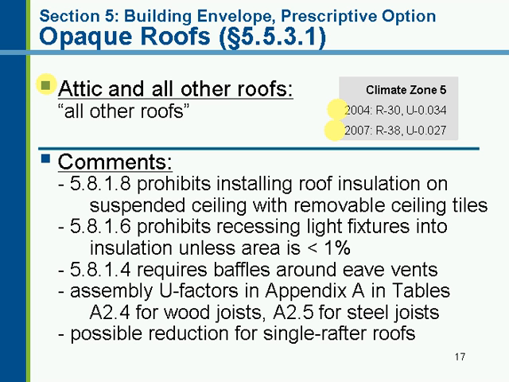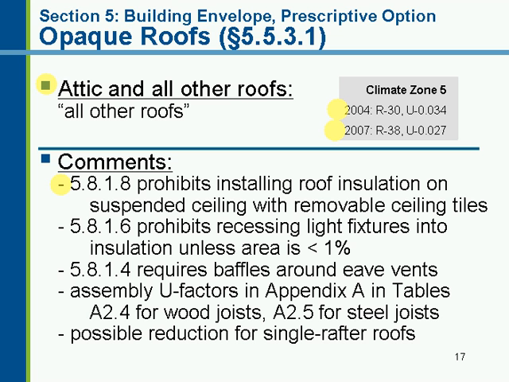Section 5.8.1.8 prohibits installing roof insulation on the suspended ceiling with removable ceiling tiles. So if you've got a small building that maybe looks like a house, you've probably got gypsum board up there, and so you don't have removable ceiling tiles, that's not a problem. But if you've got a more concrete frame or steel stud wall building and have the typical grid system with removable ceiling tiles, you cannot install the insulation directly on those ceiling tiles. I think we all know what happens with that.